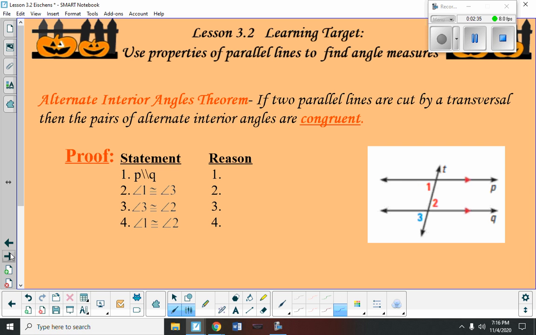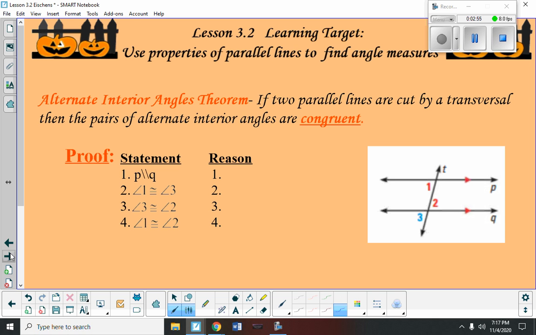All right, alternate interior angles theorem. That says if two parallel lines are cut by a transversal, then the pairs of alternate interior angles are congruent. And this is a fun little proof. Now, this is a theorem. And remember, theorems have to be proven. They're like theories. You have to prove them. So the proof is fairly short.